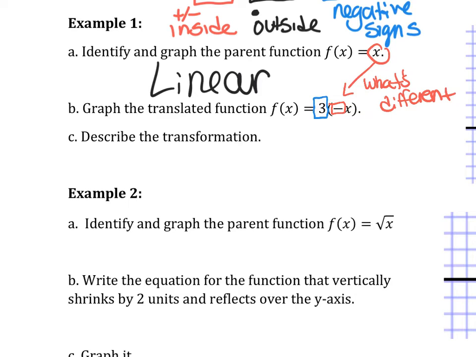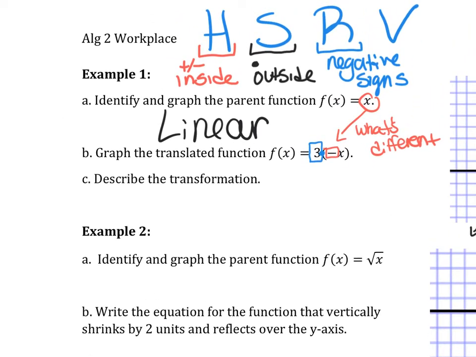So that 3 is being multiplied by the x, because with parentheses, if there's nothing in between a number and parentheses, that means multiplication. So multiplication means we're either going to be stretching or shrinking. And since 3 is a number that is greater than 1, this would be a vertical stretch by 3.